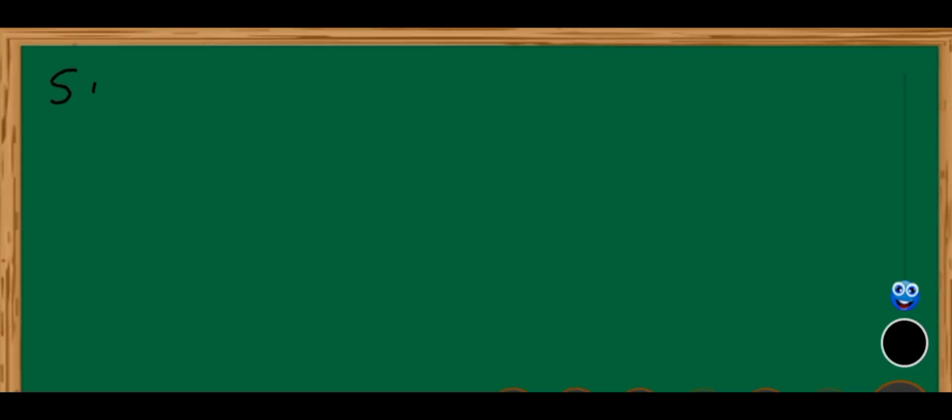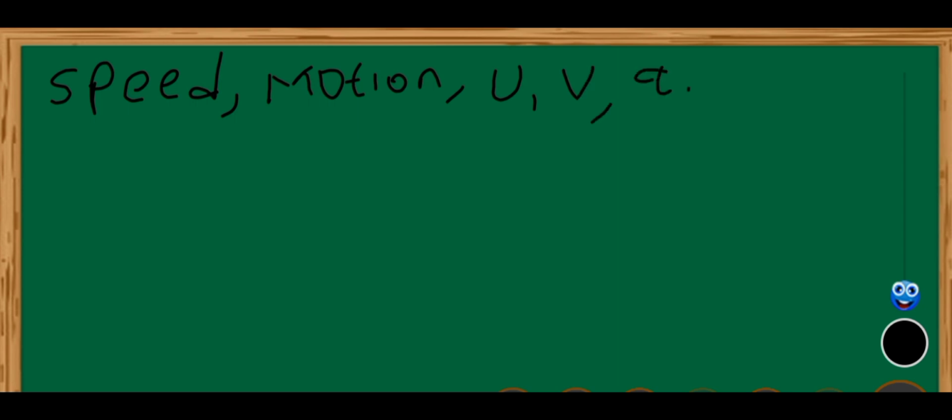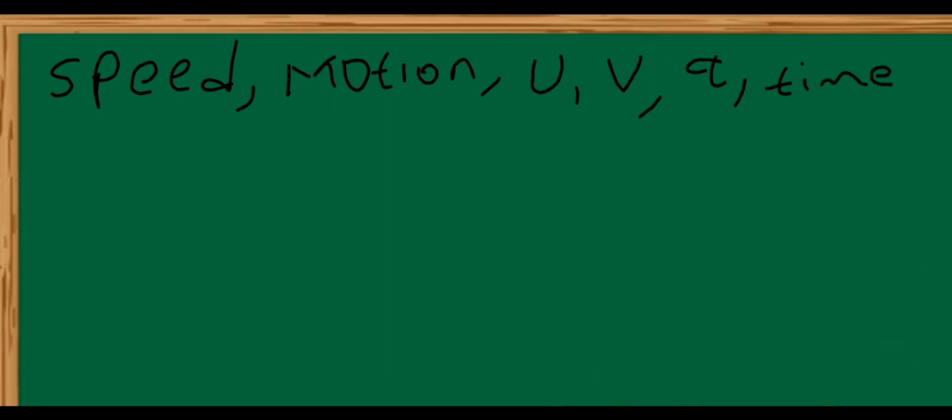First, in motion, we'll talk about speed. We'll talk about motion. What is speed? What is motion? We're talking about the basic things in physics today. So, we'll talk about initial velocity, final velocity, which is v, and acceleration. We'll also talk about time, deceleration, distance and so many more.